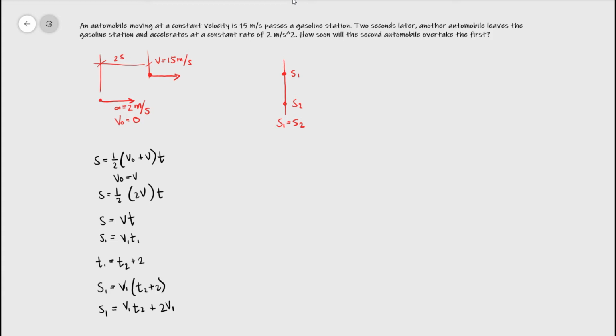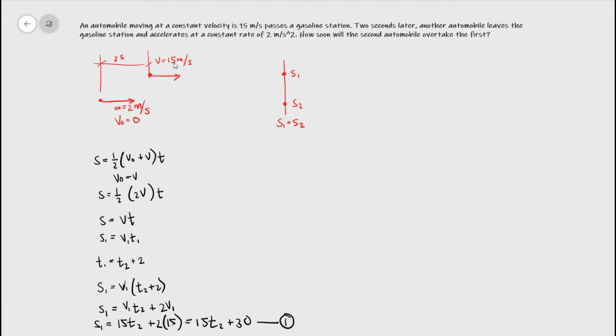Okay, but again, we know that the speed of the first automobile is 15 meters per second. Therefore, let's say s sub 1 is equal to 15 t sub 2 plus 2 times v sub 1. The velocity of the first automobile is 15. Therefore, this is 2 times 15. For our first equation, we have 15 t sub 2 plus 30. Let's say this will be our equation 1.